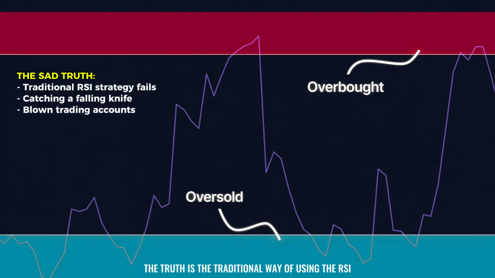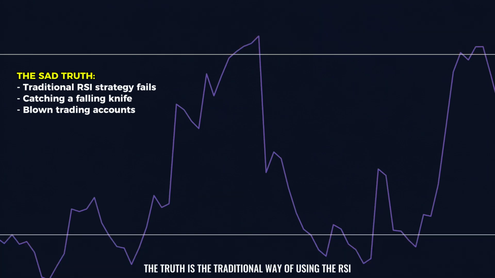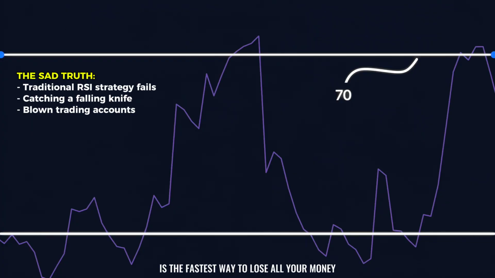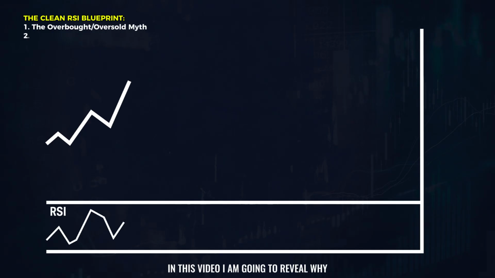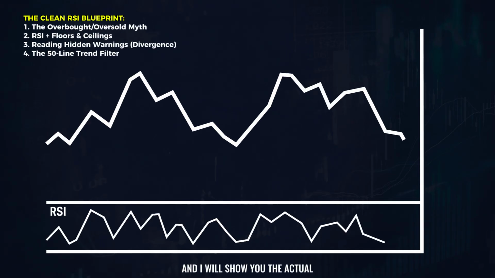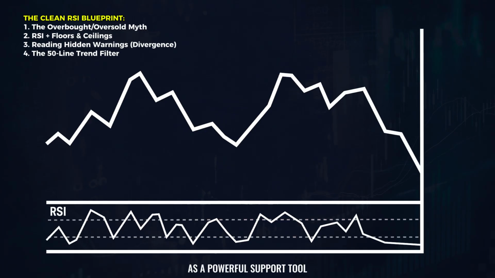The truth is, the traditional way of using the RSI, buying when it is oversold and selling when it is overbought, is the fastest way to lose all your money. In this video, I'm going to reveal why the traditional method is a giant lie, and I will show you the actual best strategies to use the RSI as a powerful support tool.